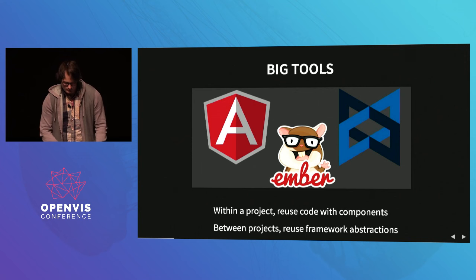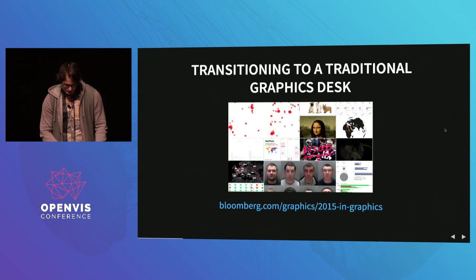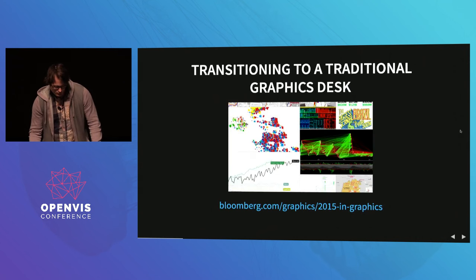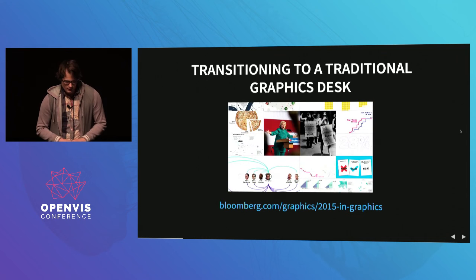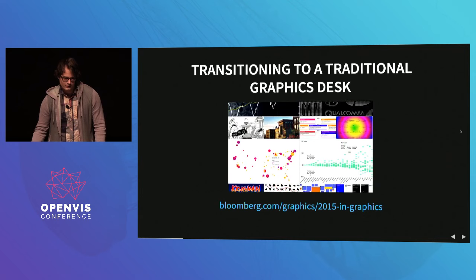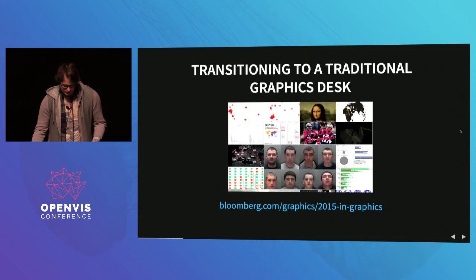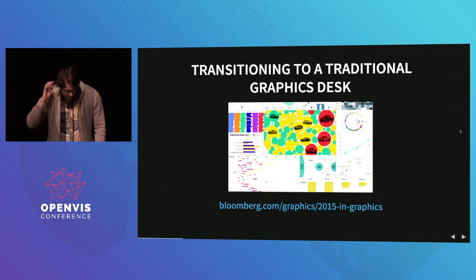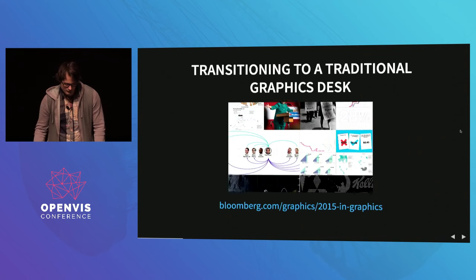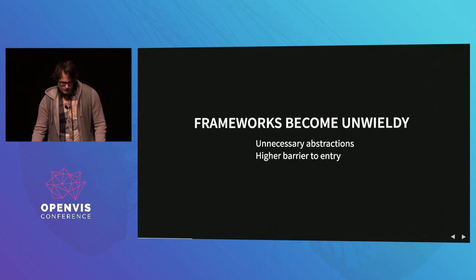And that worked great for us for a while. But then we transitioned to more of this traditional graphics desk that was tied more to the news cycle. And instead of working on something for a couple of months and publishing a couple of things every year, we were working on things for a couple of weeks or a couple of days or even a couple of hours. And I think in 2015, we published nearly 100 graphics. And when you start working at that speed, frameworks become unwieldy, right?